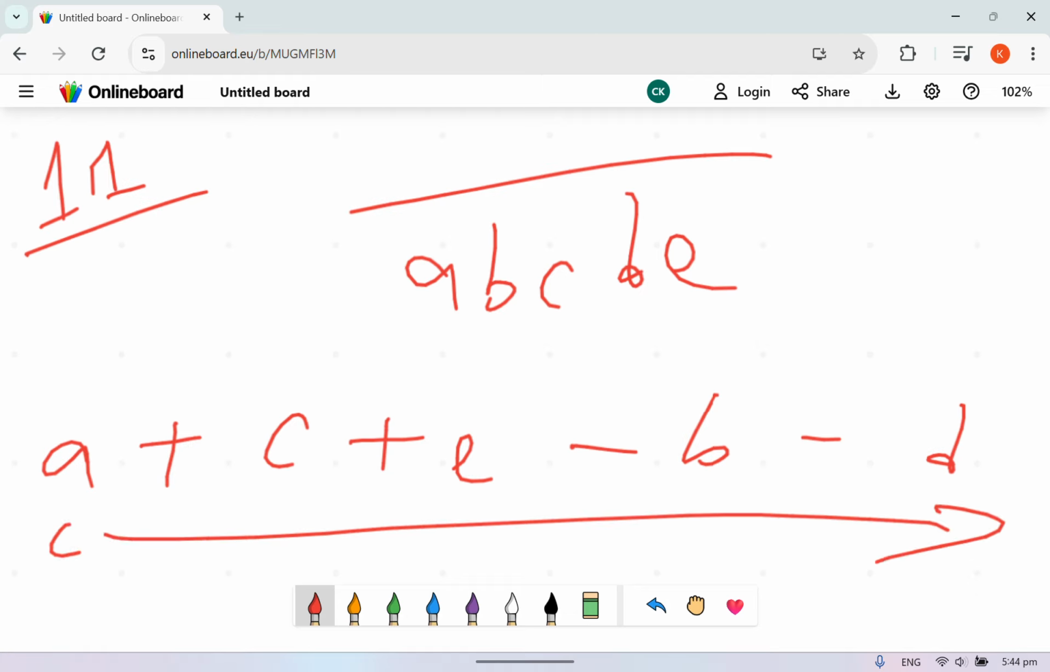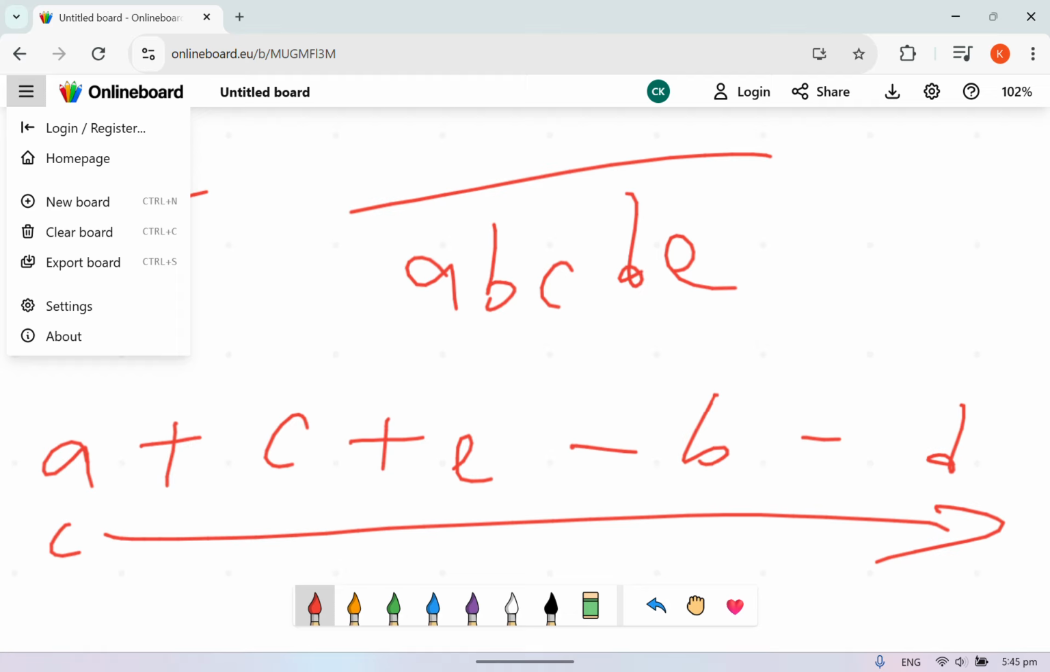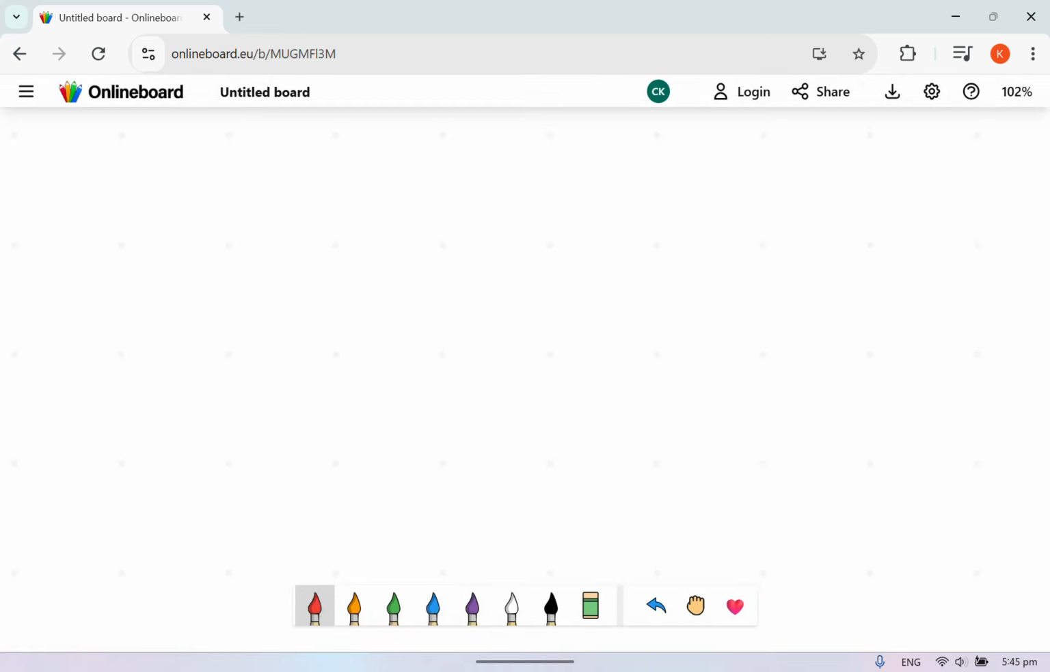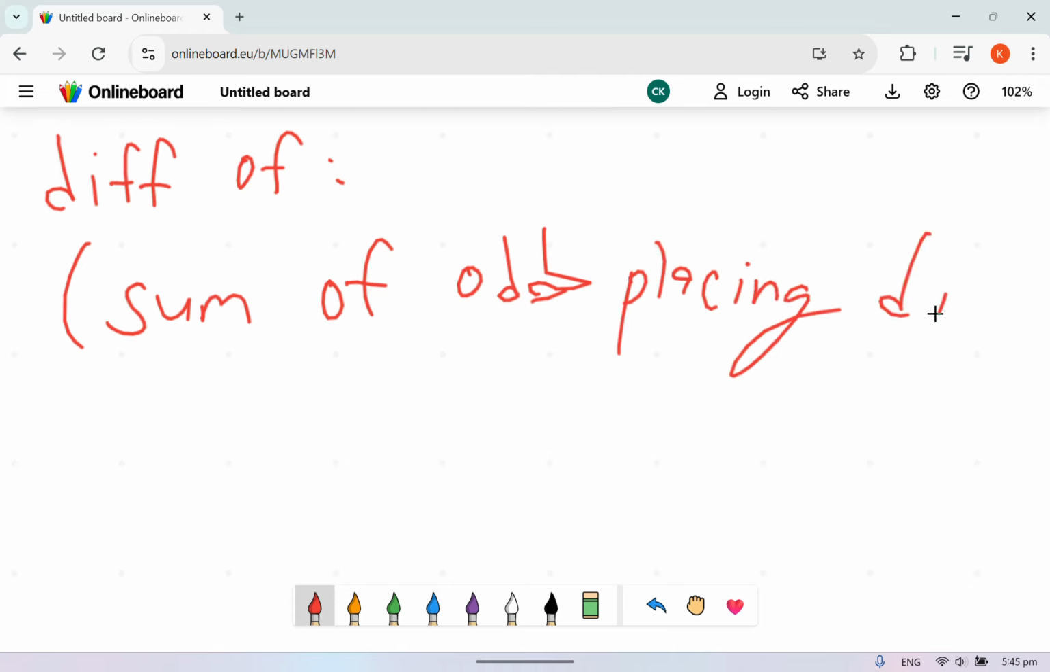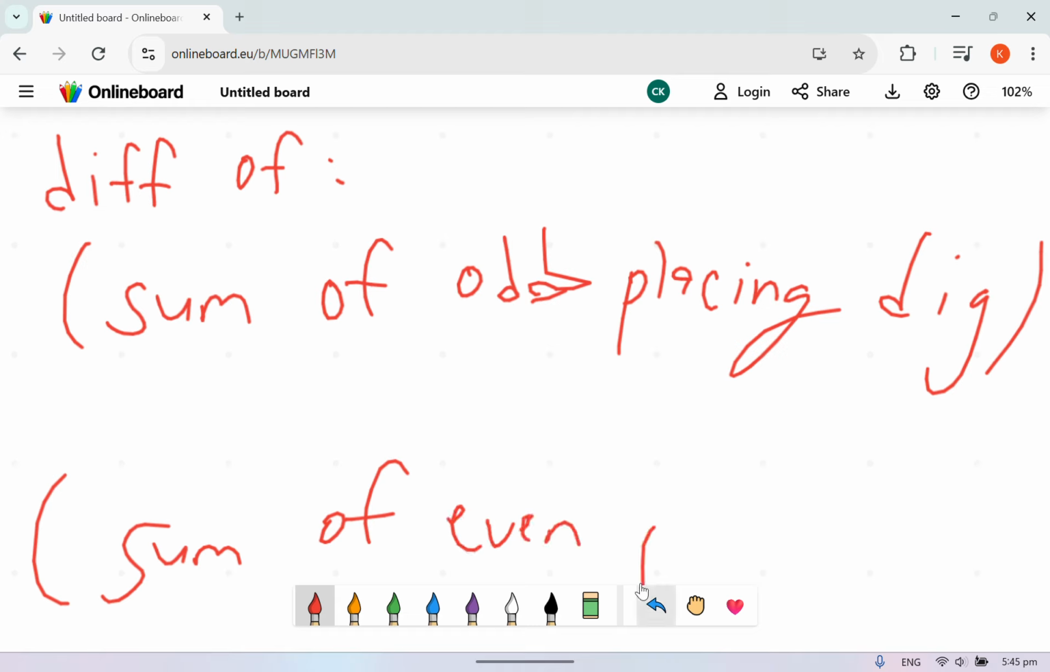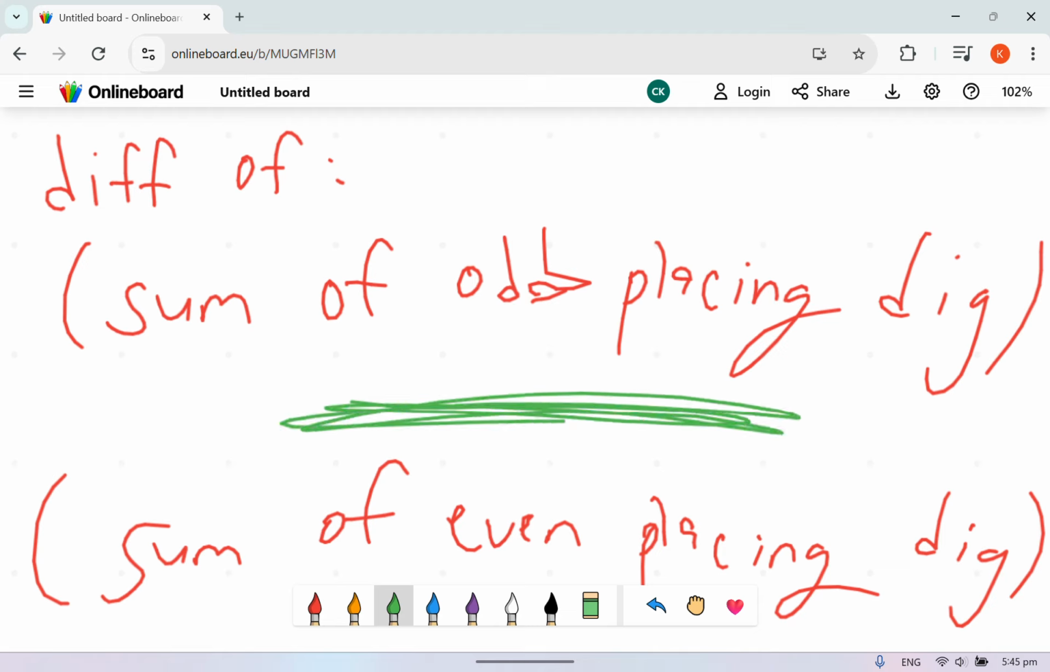If this entire thing is divisible by 11, the whole number is divisible by 11. You know, a lot of people ask, what's A plus C plus minus whatever. Now, it's basically the difference of the sum of odd placing digits and the sum of even placing digits. So literally, it's just the sum of odd placing digits minus the sum of even placing digits. The difference of that, right? So it's minus.